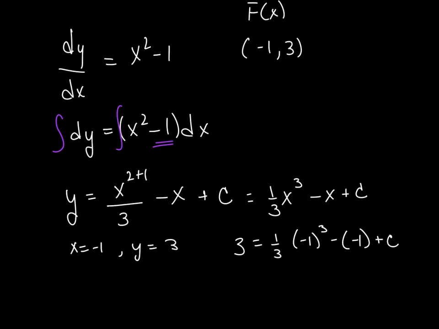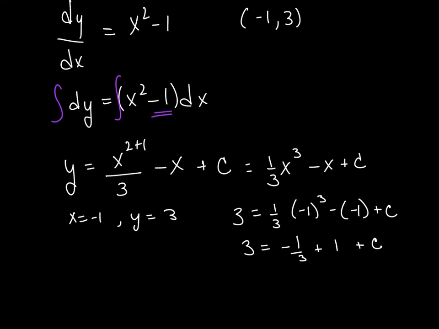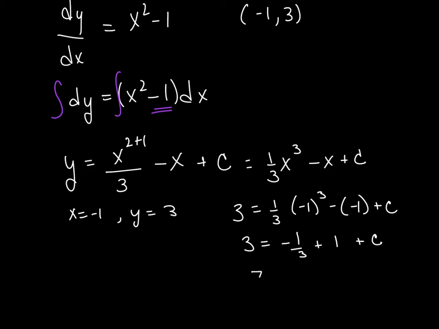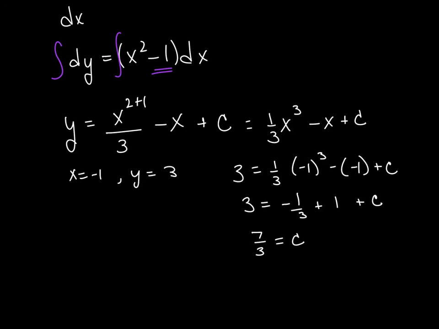I go through and solve for my constant. I have 3 is equal to negative 1/3 plus 1 plus my constant. So my constant, therefore, is just equal to 7/3. Now, once I know that, I can go through and find the rest of my function. And I can say that y is equal to 1/3 x to the third power minus x plus 7/3.